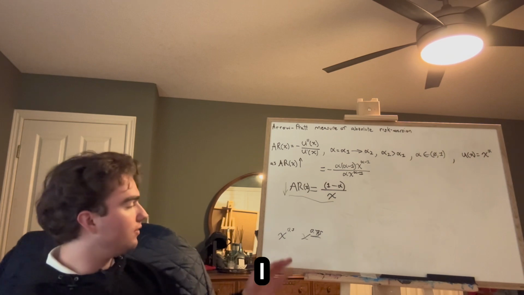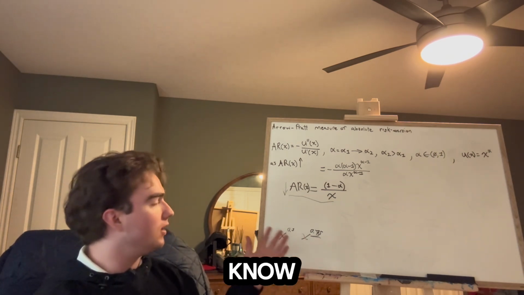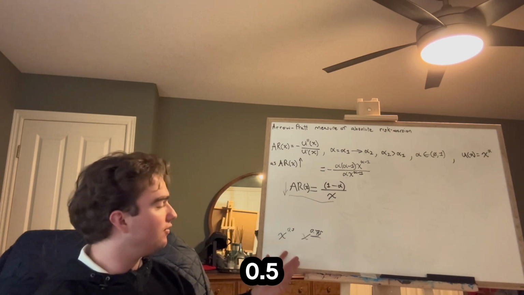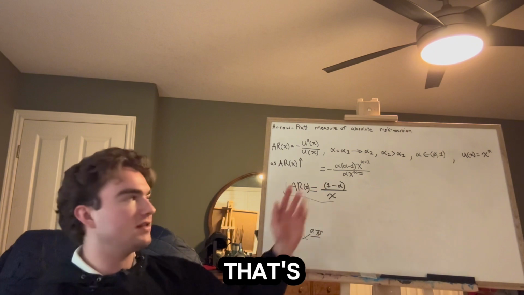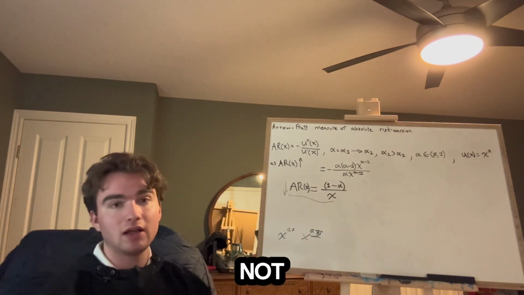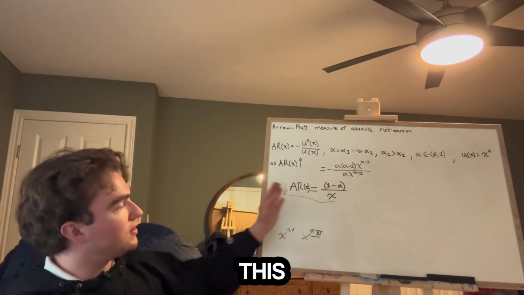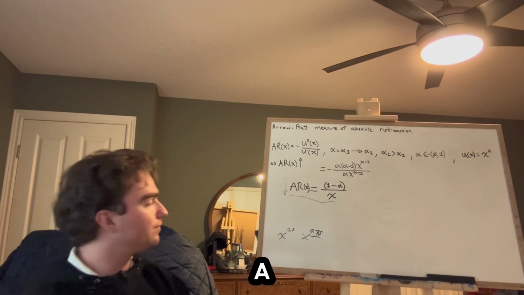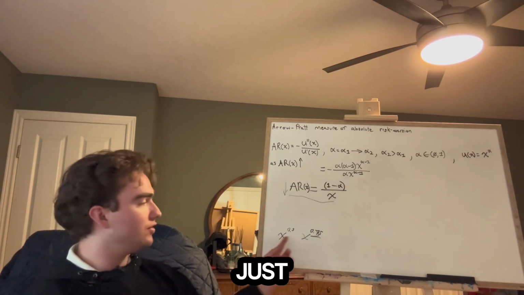And I wrote some, if alpha was 0.5, that's more risk averse than it being 0.75. And that's in between 0 and 1. So it's following all the rules, but it's not as good as explaining it like this. This is more of like a profound answer than just writing this.